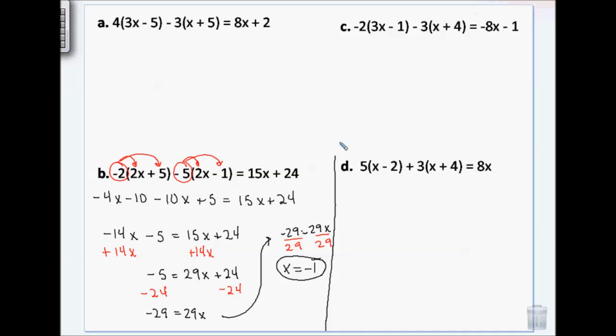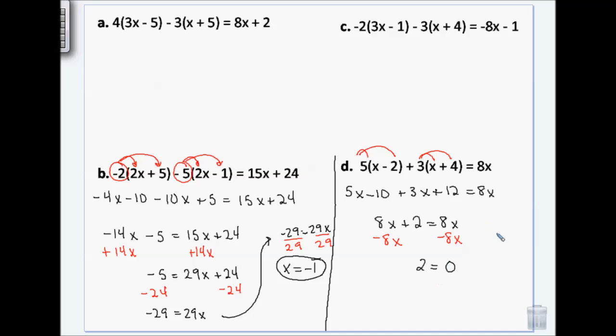On this problem, if I do the distribution, I get 5x minus 10 plus 3x plus 12 is equal to 8x. If I collect like terms, I get 8x plus 2 is equal to 8x. Now I'm going to subtract 8x from both sides. And I'm going to get 2 equals 0. Do you guys see a problem with that? Okay. When this happens, there's no solution.